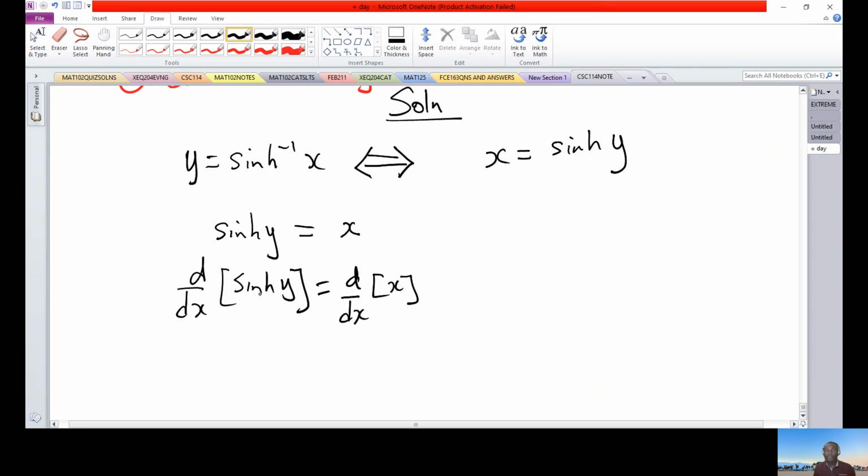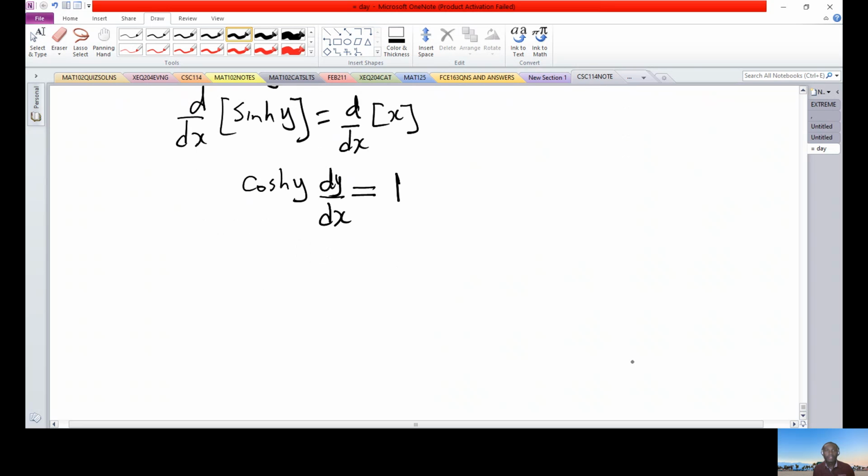Now we know that when you differentiate a hyperbolic sine, you get a hyperbolic cosine, but then this y is assumed to be a differentiable function of x. So therefore, d/dx of this function will be hyperbolic cosine of y, but then you attach dy/dx. So this is the implicit differentiation, equals d/dx of x, which is just 1. And then we are interested in finding dy/dx. So dy/dx will be given by 1 over hyperbolic cosine of y.